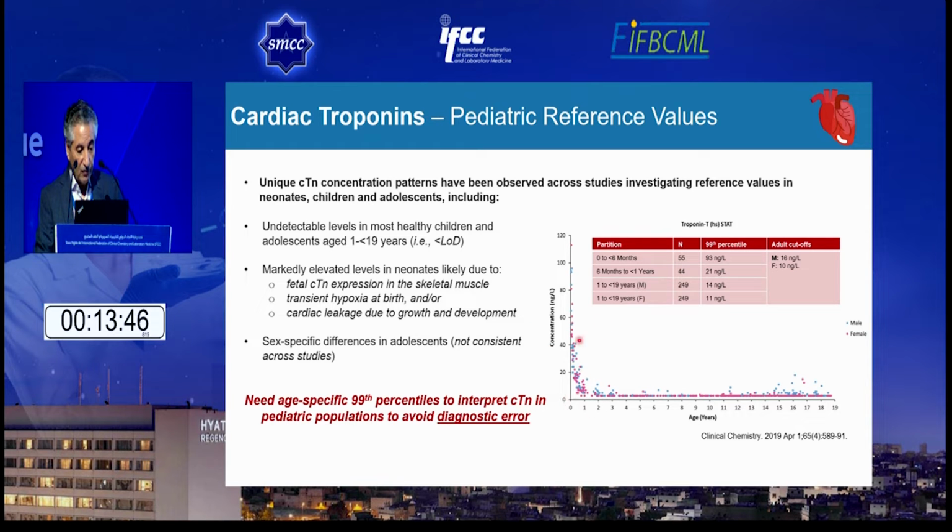These levels are very high within the first year, particularly the first few months of life, but they normalize, as you can see, and then they tend to be close to the detection limit until later on. We also found some adolescents with slightly elevated levels, but those are largely because of physical stress, physical exercise. Some are, for example, marathon runners, and so on. You can have higher levels.